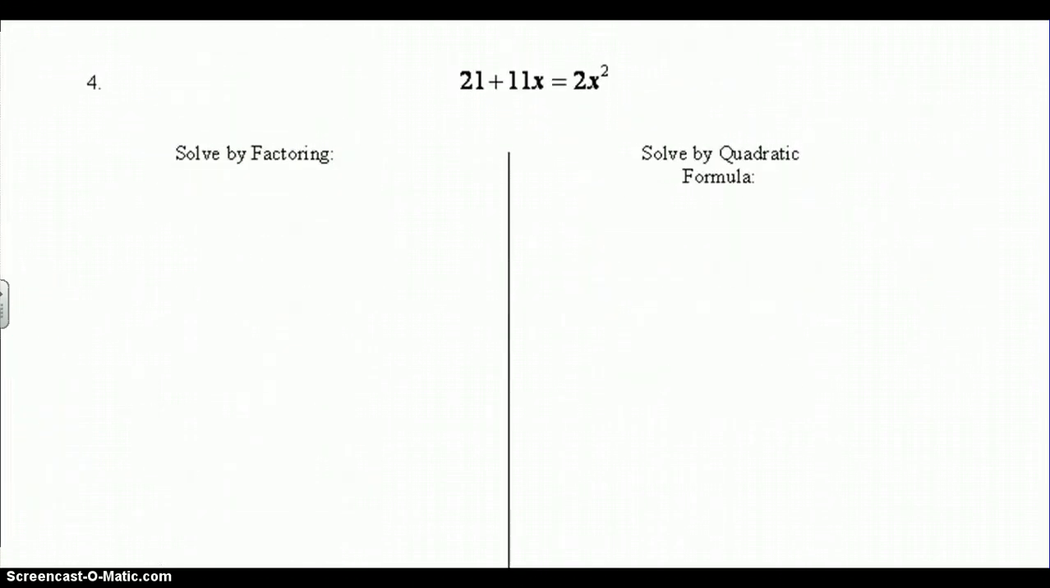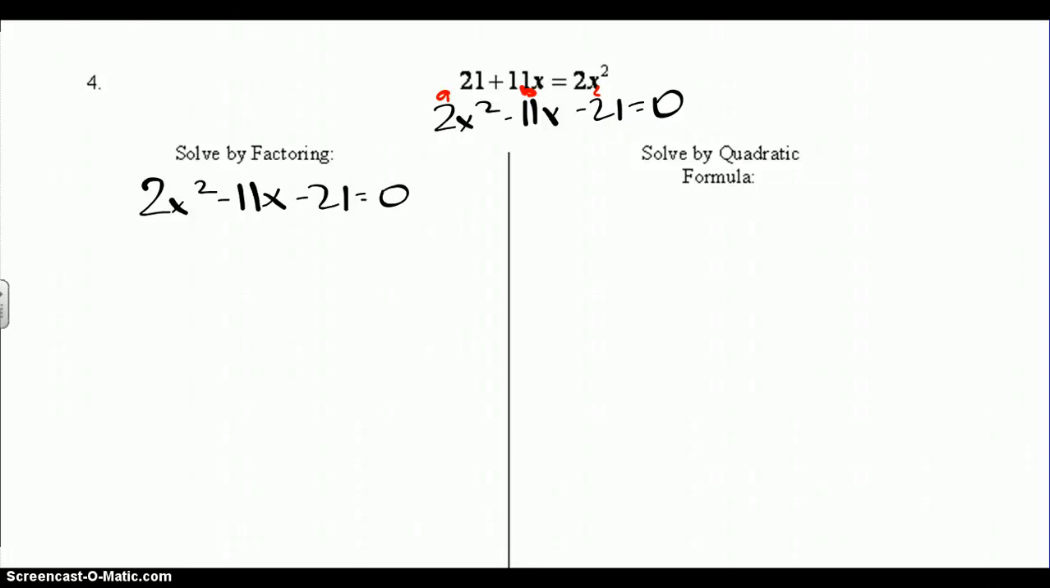Okay, last one, solve by factoring. Before I do anything, I'm going to bring them all to the same side. So I should have 2x squared minus 11x minus 21 equals 0. So now it looks like everything else. Here's my a, my b, my c. So now I'll solve by factoring. We have 2x squared minus 11x minus 21 equals 0.